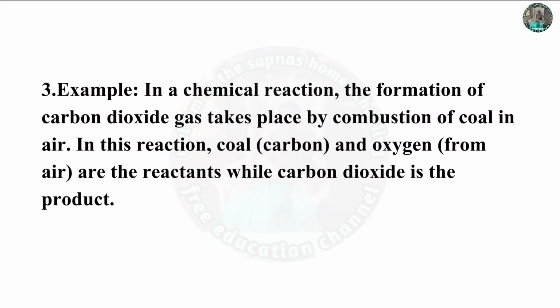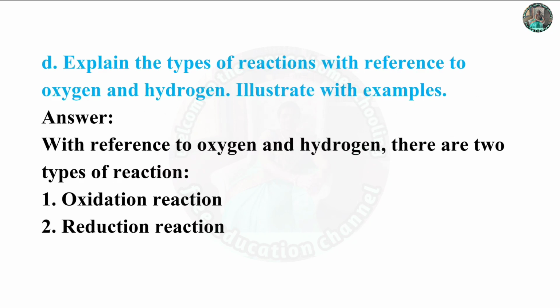Example, in a chemical reaction, the formation of carbon dioxide gas takes place by combustion of coal in air. In this reaction, coal means carbon and oxygen from air are the reactants while carbon dioxide is the product. D. Explain the types of reactions with reference to oxygen and hydrogen.